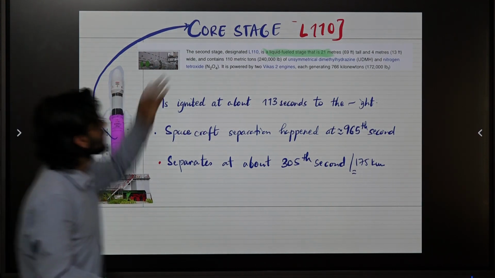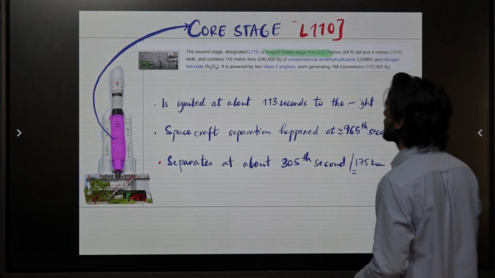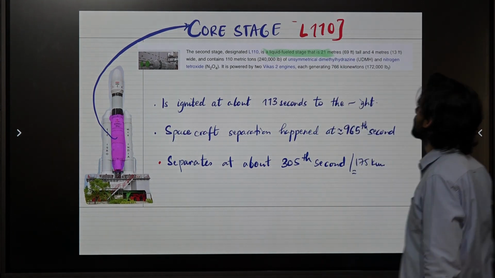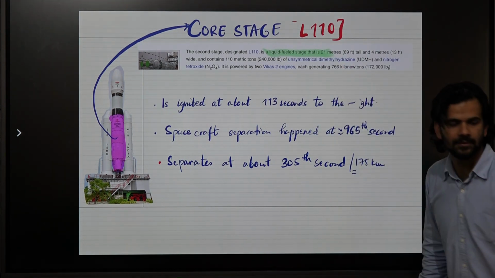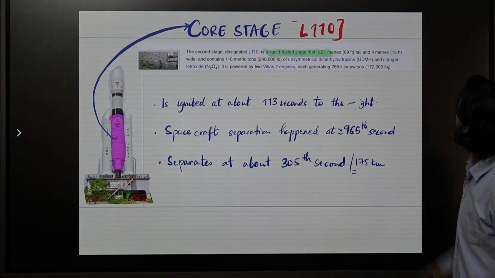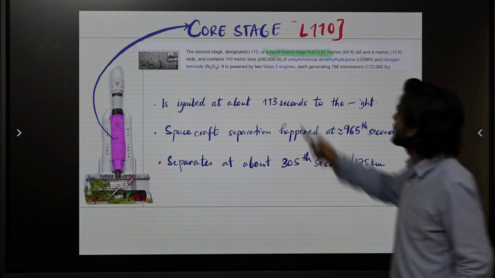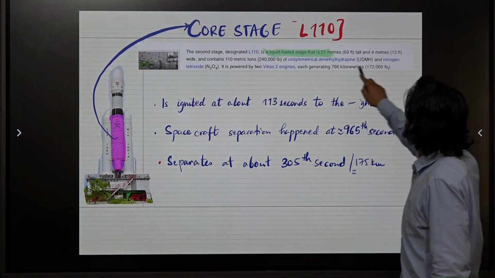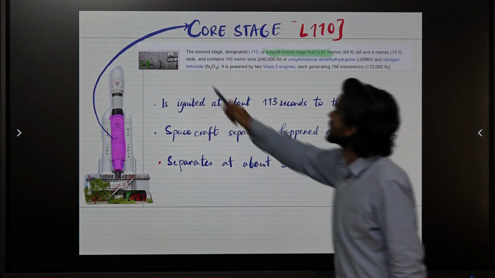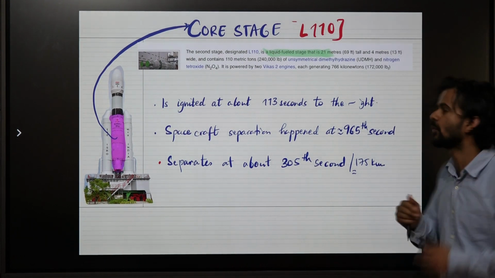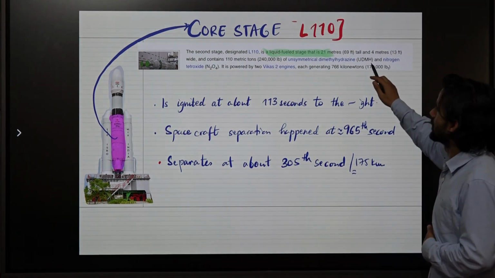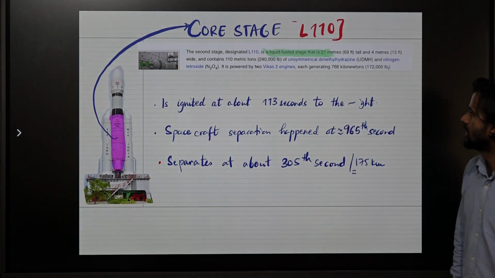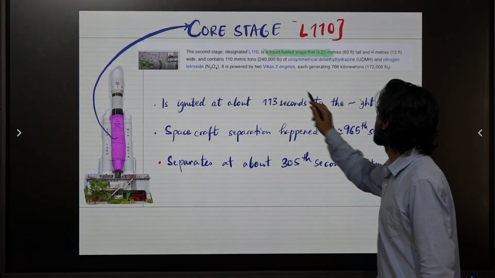This is the core stage, called L110. It is the second stage. It is a liquid fueled stage, about 21 meters in height and 4 meters in width, and contains 110 metric tons of a chemical substance called UDMH and nitrogen tetroxide. The reaction between UDMH and nitrogen tetroxide creates lots and lots of energy, and is ignited at about 113 seconds into the flight.